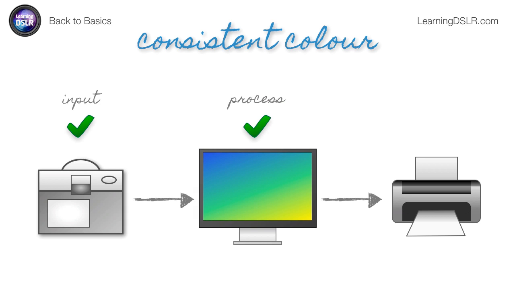Then you've got to make sure that as you work with the digital file that you're processing it properly and that you're looking at colors accurately. And then finally, when you output it to a printer or send it to a lab to get a print or a canvas made, you want to make sure that the colors you're expecting to get are what you receive.